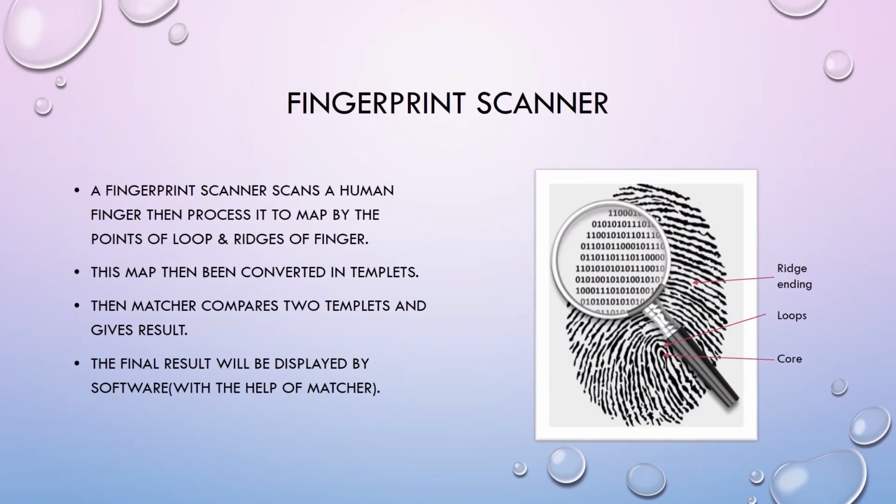Fingerprint. A fingerprint scanner scans a human finger, then processes it to map the points of loops and ridges of the finger. This map is then converted into templates. Then the matcher compares two templates and gives a result. The final result will be displayed by the software, with the help of the matcher.